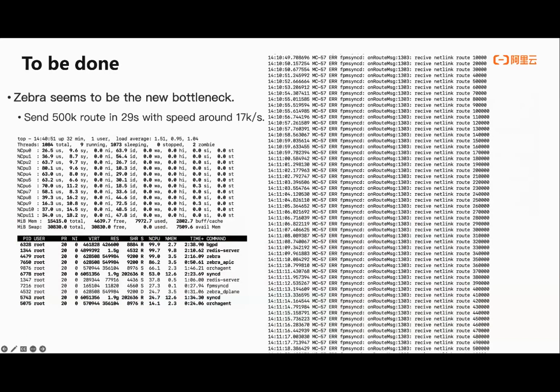So we test all the modules individually to find the new bottleneck. And it seems that Zebra is the new bottleneck. From the log on the right, you can see that Zebra takes 29 seconds to send 500K routes to FPM sync D, and the speed is around 17K. So this might be the new bottleneck.